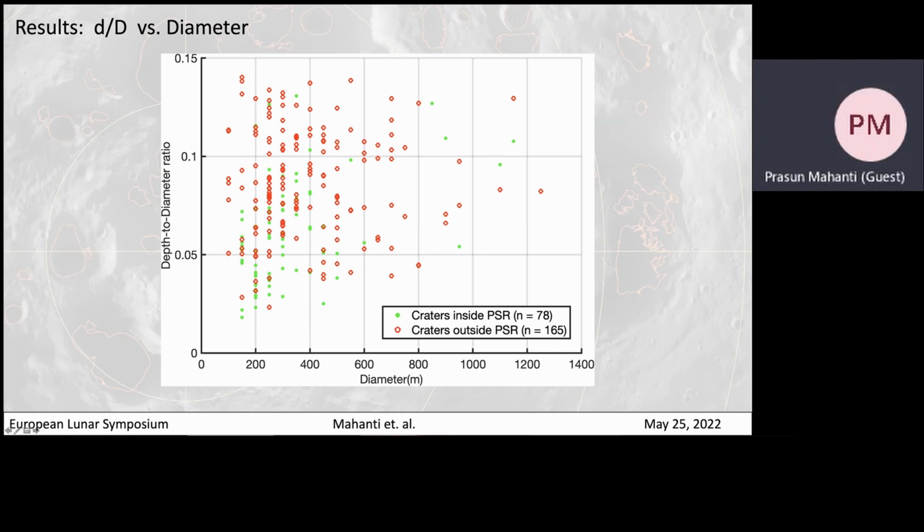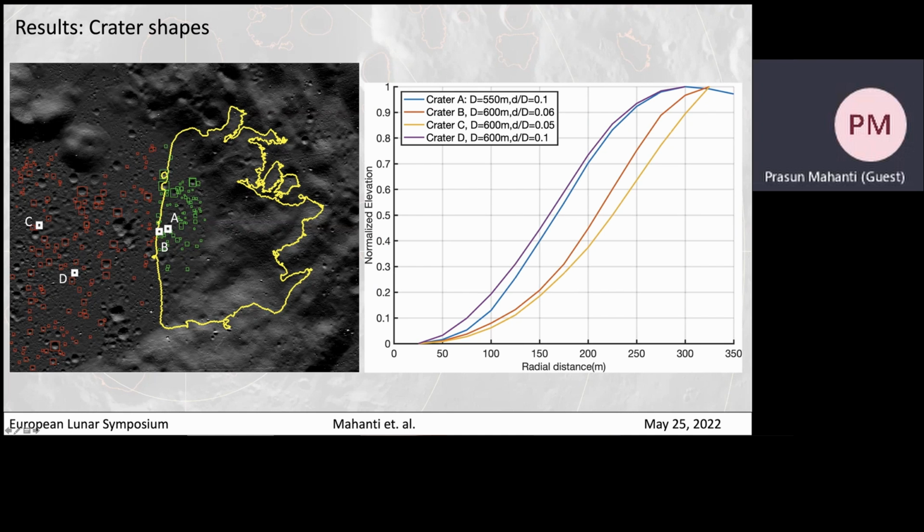And then the last result here is about the shape of the crater profiles. So we took 4 craters, A, B, C, and D, and these are marked here. The A and B craters are inside the PSR. The C and D are outside the PSRs. They have similar sizes, right? But note that they do not cluster at all depending on where they are located. They cluster depending on their degradation state.